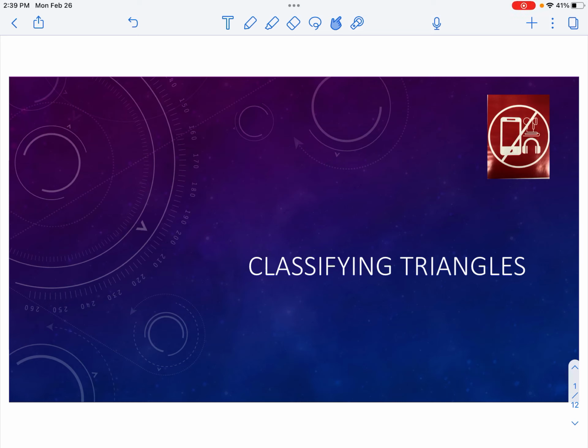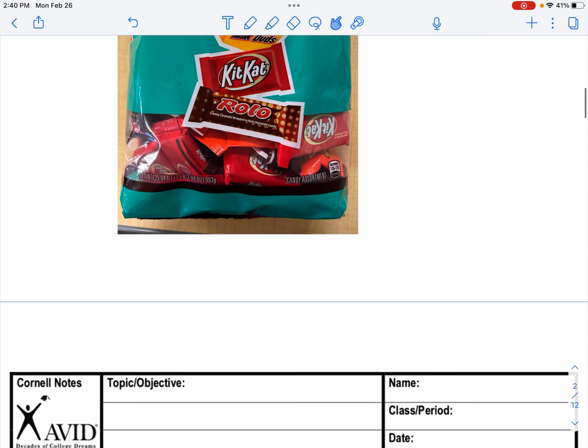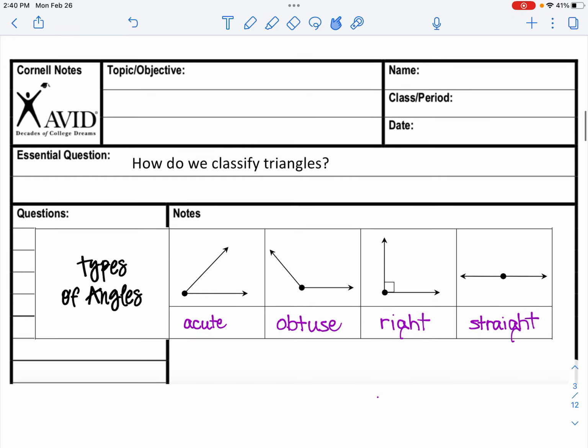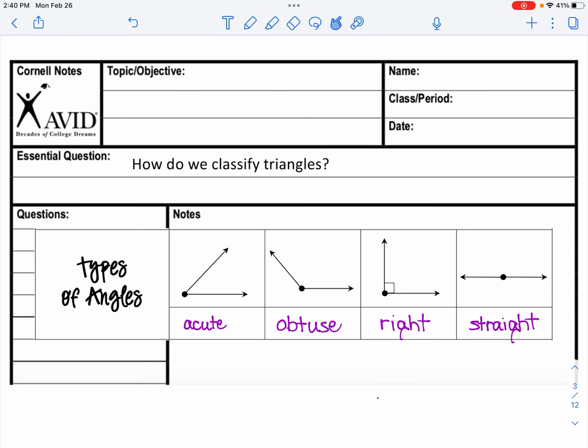Okay, so in this lesson, we're going to start talking about classifying triangles. Before we get into that, just a couple of quick reminders. First, these are the 4 different types of angles that we've already talked about. Acute, less than 90, obtuse, greater than 90 but less than 180, a right angle, which is a 90-degree angle, and then a straight angle, which is 180 degrees. So that's just a quick review.